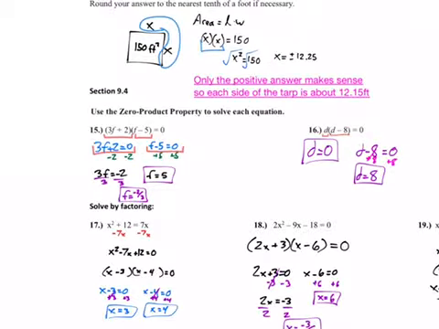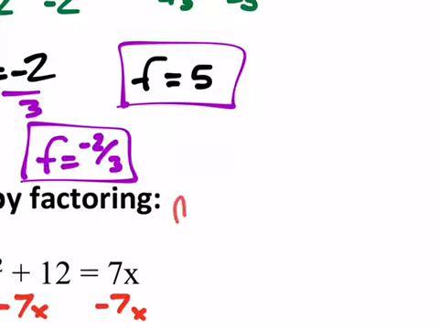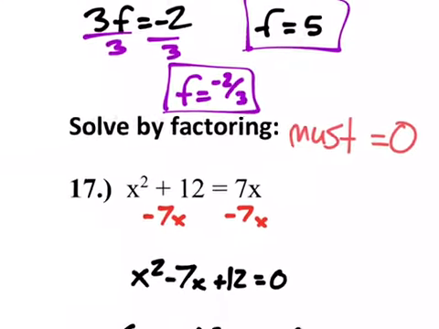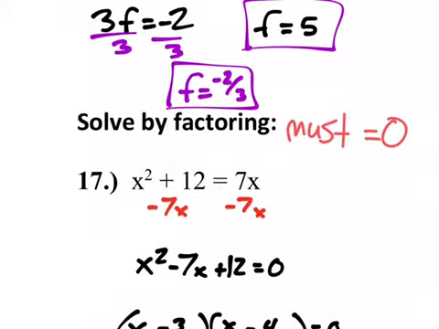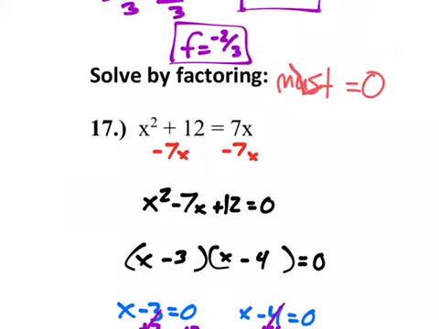Alright, and that's kind of a warm-up to get us ready to solve by factoring. Now remember, to solve by factoring, you must equal 0 before that. So that's why on number 1 here, you see me subtracting 7x from both sides. And then we enter into the process on factoring.